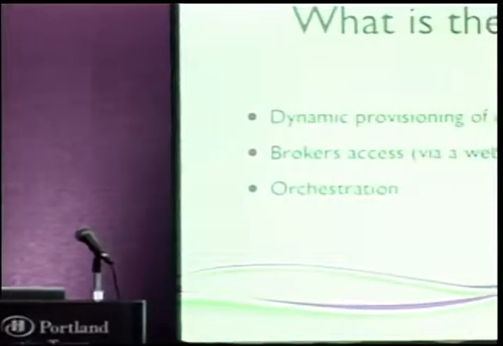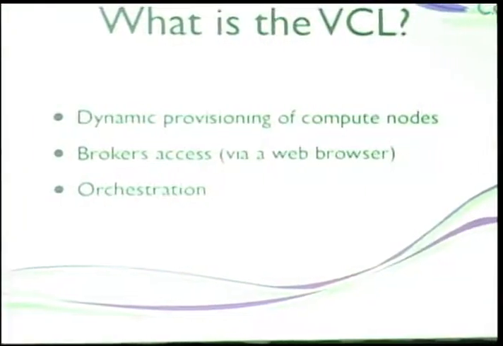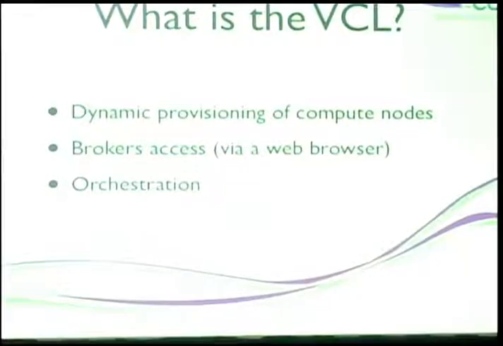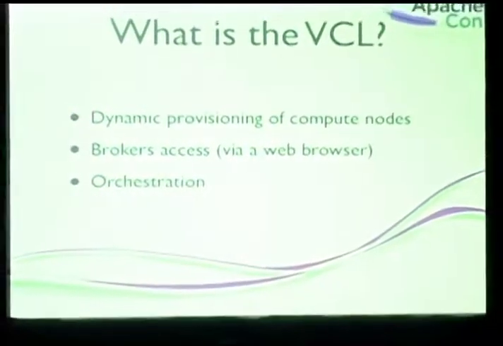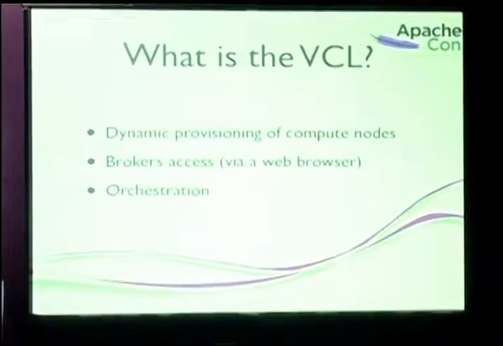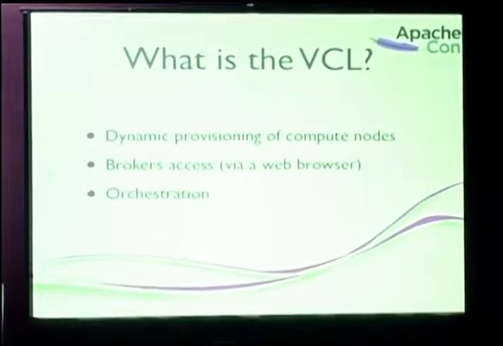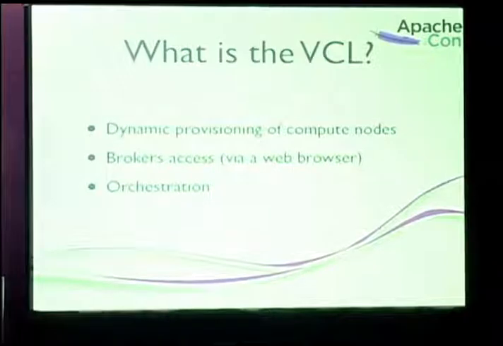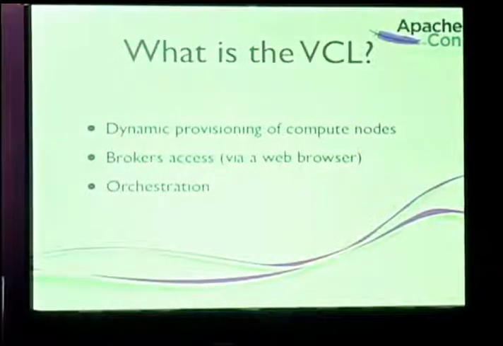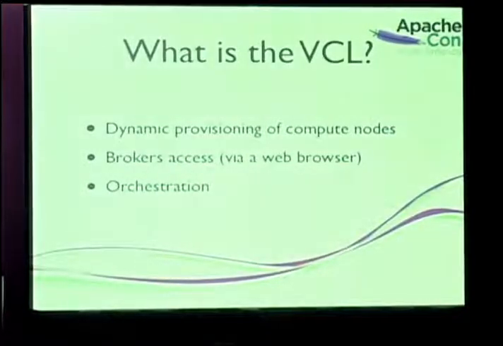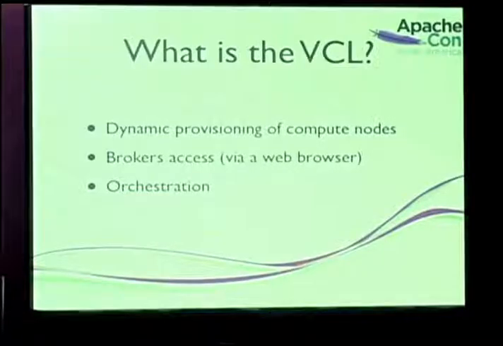So in a nutshell, the VCL can do a lot of different things, but what it primarily does is it dynamically will provision a dedicated computing environment for a user. They can make a reservation for some sort of environment. The system will make that available to them, and it's theirs for a while. When they're done with that, it goes away. Secondly, it brokers access to this, so it makes sure that certain users can access certain types of resources. And then it does all of the orchestration involved with making sure different pieces of the puzzle are in the right places.